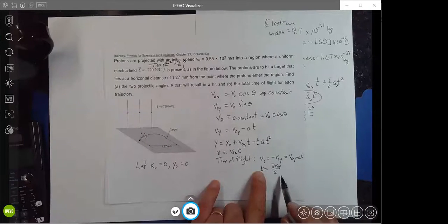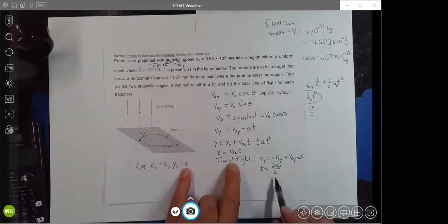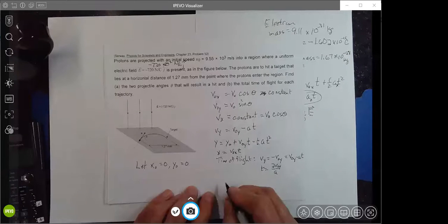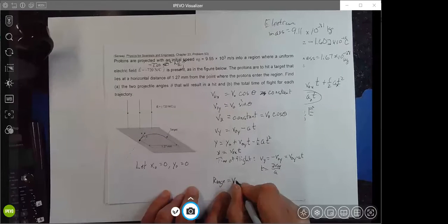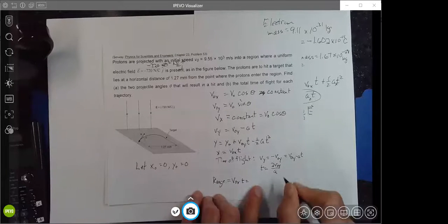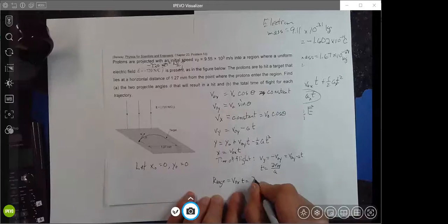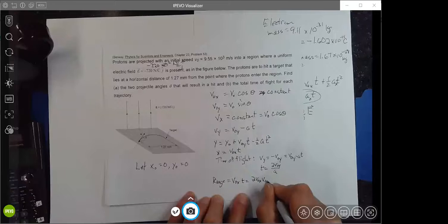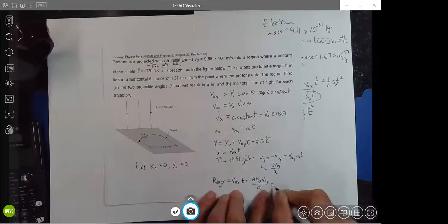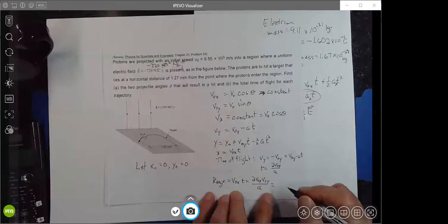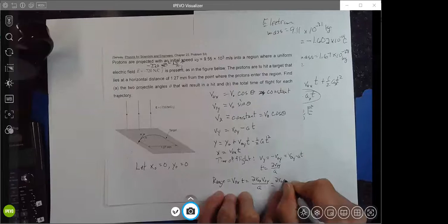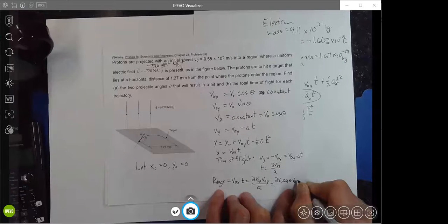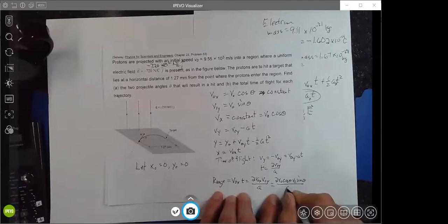And then if I take that and drop it into the x equation, which is just v naught x times t, you'd get the distance that the thing travels. So the range will end up equaling v naught x t, but when I plug in the time of flight there, I'll get 2 v naught x v naught y divided by the acceleration. And then I use the fact that v naught x is equal to v naught cos theta, v naught y is v naught sine theta. So I'll have 2 v naught cos theta, v naught sine theta divided by a.